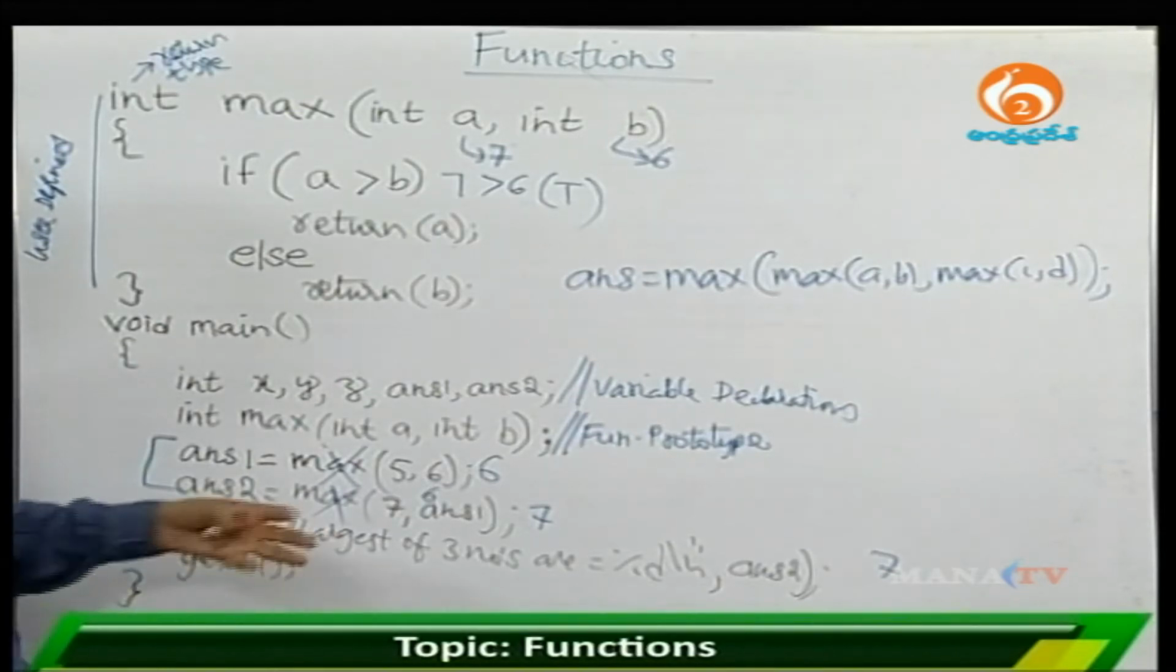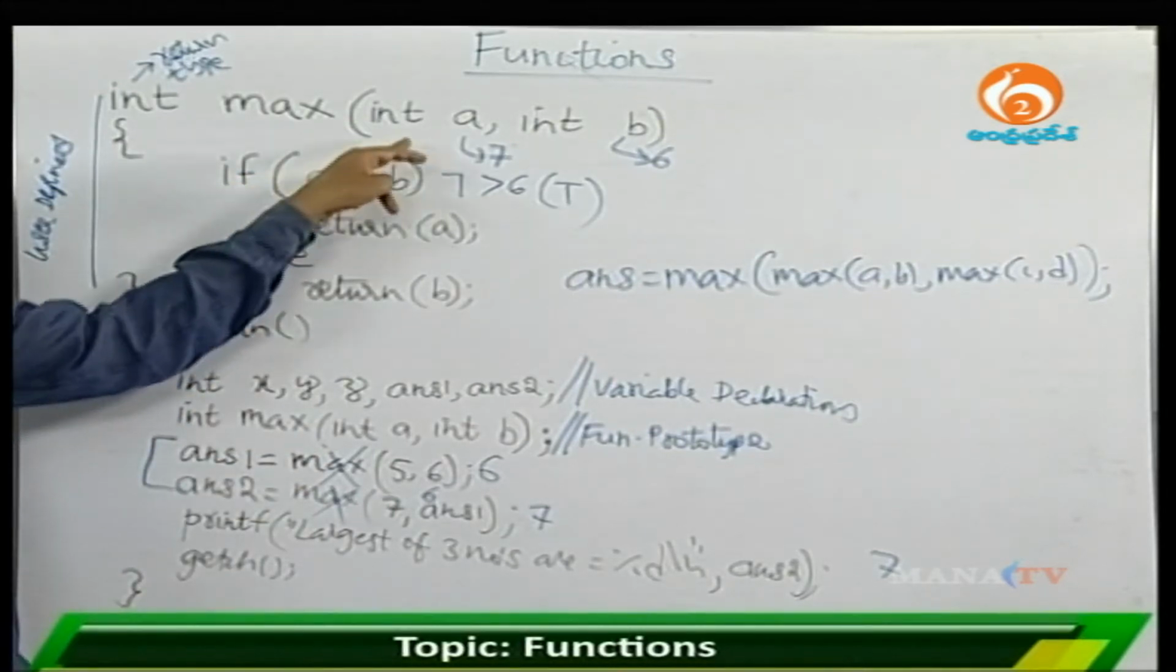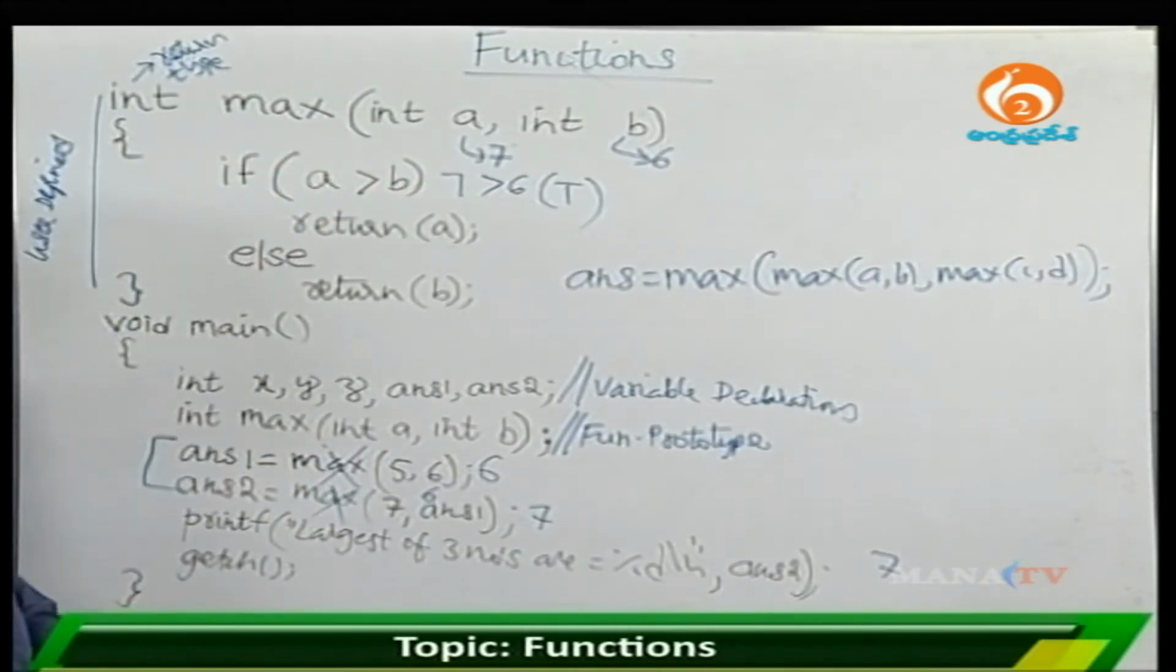If you want to find out the largest of float values, it is not possible, because here we are writing integers only. Then you need to write once again float max, float a comma float b, like this.